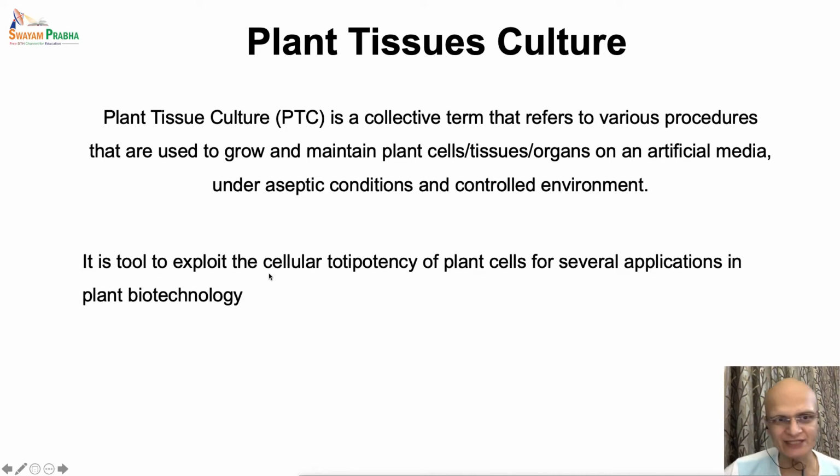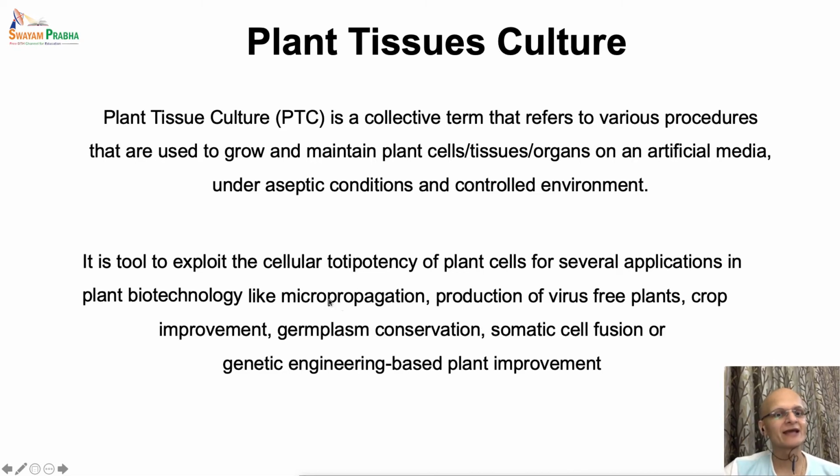So it's a tool to exploit the cellular totipotency of plant cells for several applications in plant biotechnology, like micropropagation, that is the clonal multiplication of the plants, production of virus-free plants, crop improvement like production of haploids or polyploids like triploid bananas or triploid watermelon or grapes, which are the seedless. So these triploid plants are seedless and we like eating these seedless fruits.